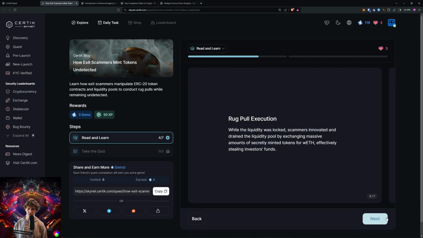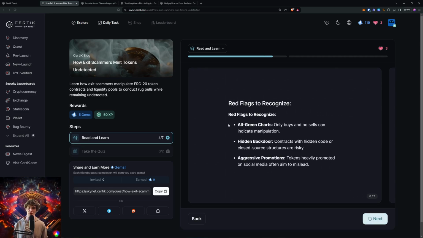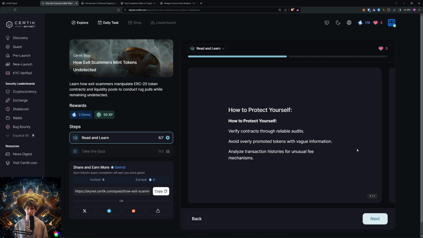Rug pull execution. Well, liquidity was locked. Scammers drained the liquidity by exchanging massive amounts of secretly minted tokens, and they stole everything. So, all green charts, only buys and no sells can indicate manipulation. Hidden backdoor contracts with hidden code or closed source structures are risky. Aggressive promotions. Tokens heavily promoted on social media often aim to mislead, and that can be true in some cases.